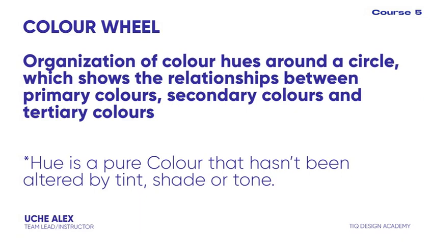A color wheel is an organization of color hues around a circle which shows the relationship between primary, secondary, and tertiary colors. In the definition of color wheel, I mentioned hue. So, in case you're wondering what a hue is, it is a pure color that hasn't been altered by tint, shade, or tone. Of these variants of colors, there's the primary colors, secondary colors, and tertiary colors, all these are called hues. The blue, red, they are all called hues. So, hue is a pure color that hasn't been altered by tint, shade, or tone. You will understand what I mean by tint, shade, or tone later in this course.